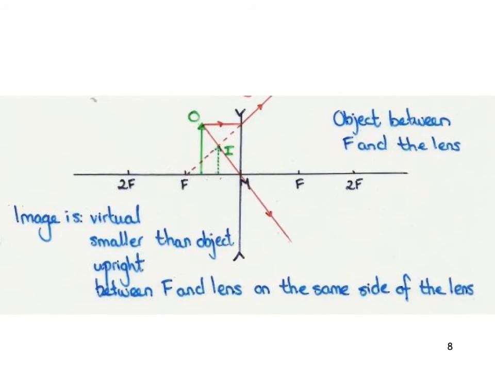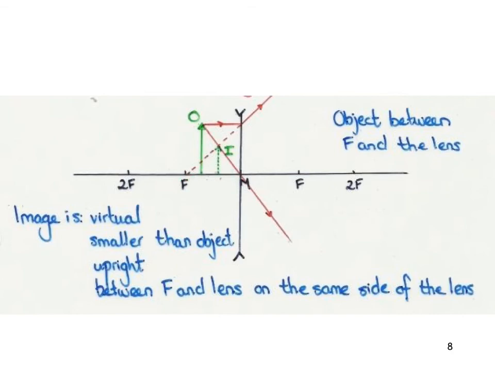So my object is between f and the lens. I draw a ray parallel to the principal axis. I diverge it so that it thinks it came from f. I also take another ray down and through m. Where those two rays cross, I get an image. I've got a dotted line involved, and therefore I am going to have an image that is virtual, it is upright, and it is diminished on the same side of the lens.